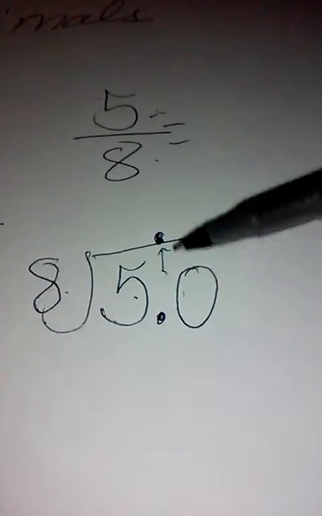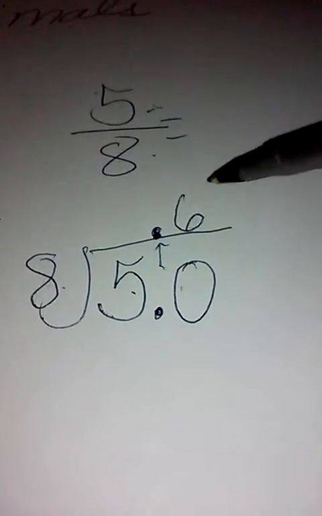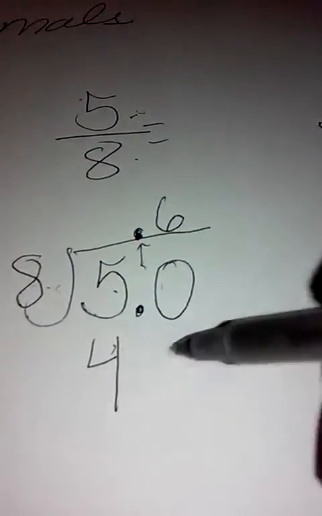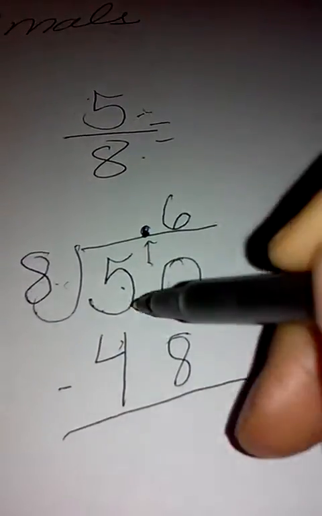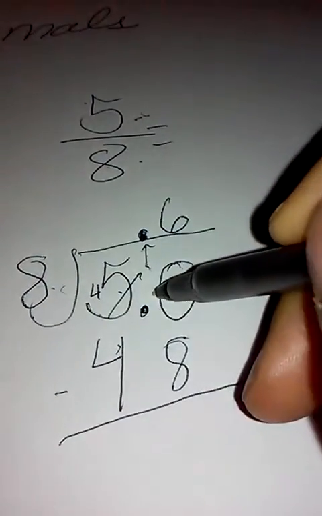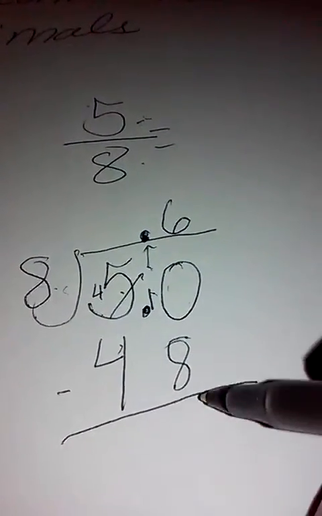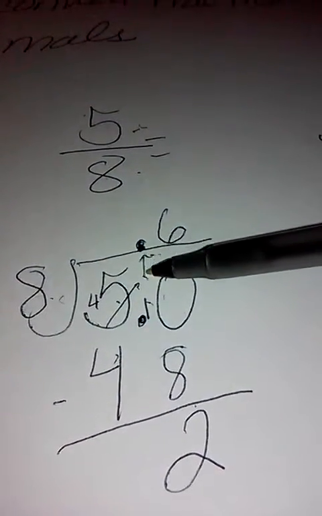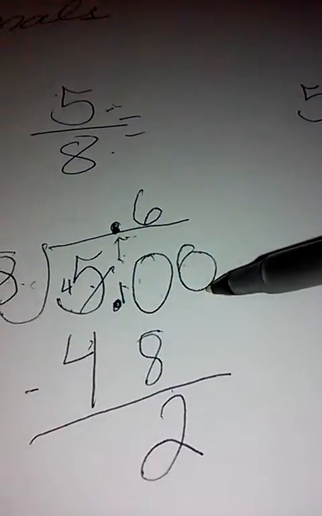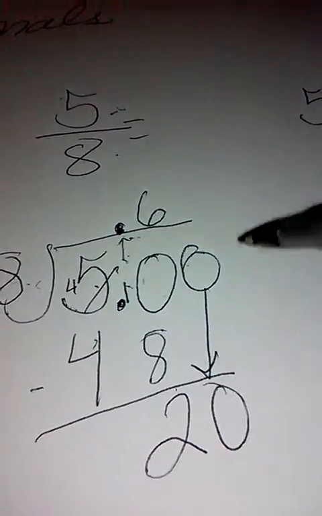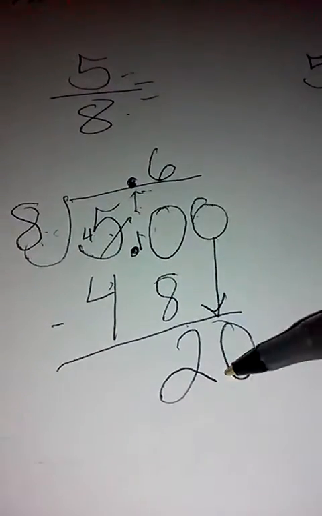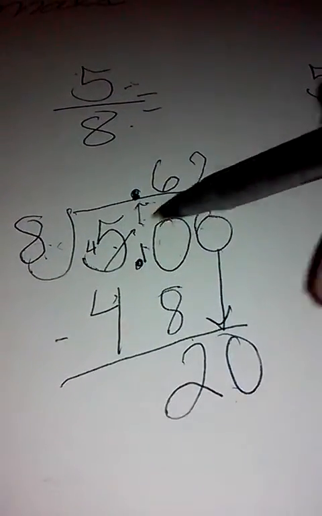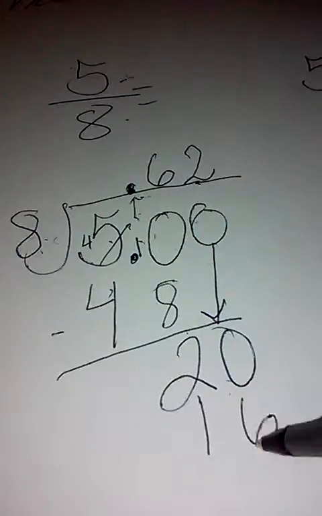8 goes into 50 6 times. 6 times 8 is 48. We subtract. 10 minus 8 is 2. We know when we're dividing decimals, we cannot have a remainder. So we add a 0 and bring it down. 8 goes into 20 2 times. 2 times 8 is 16. We subtract.